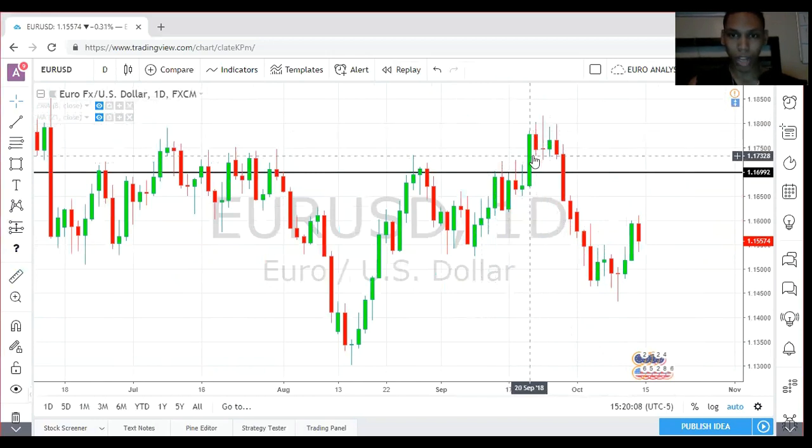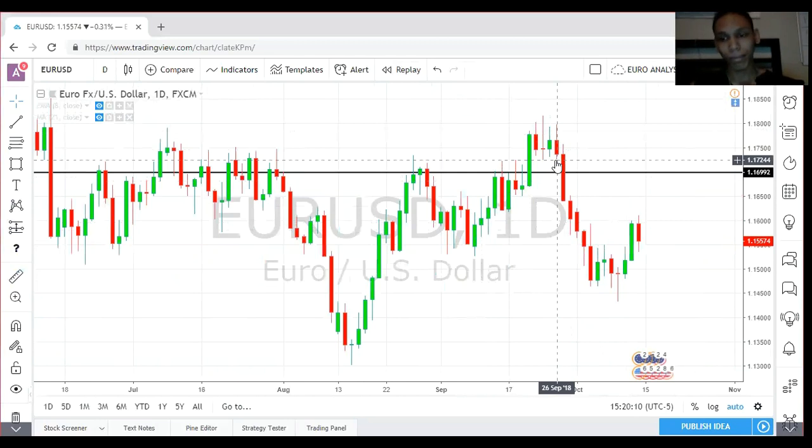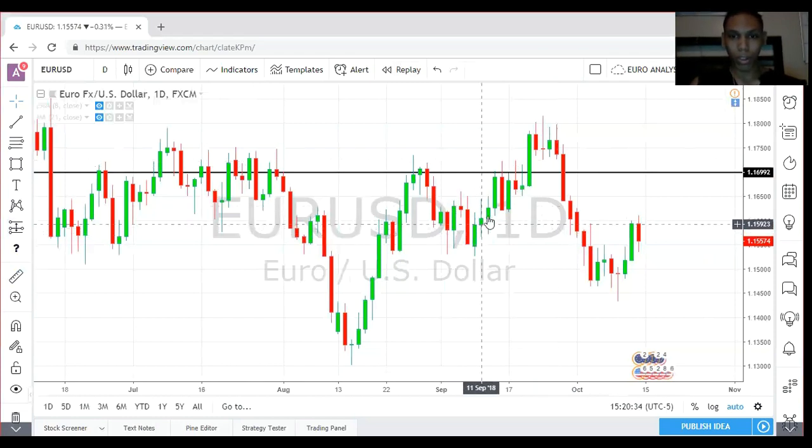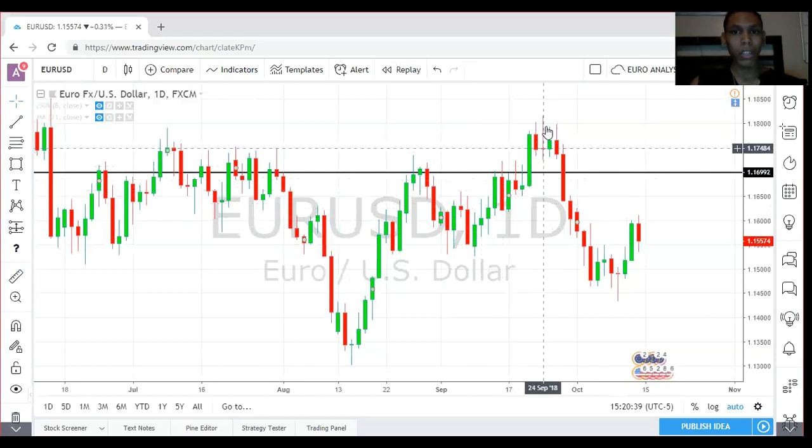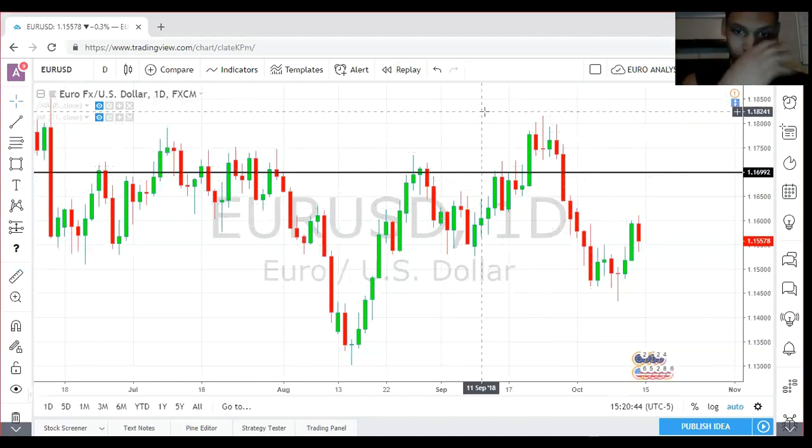2,379 micros, which dropped to 237 pips, which on a standard lot is $2,370. On a 10 lot, that's 23,000. And it's on a daily chart. It took 12 days for that to play out.